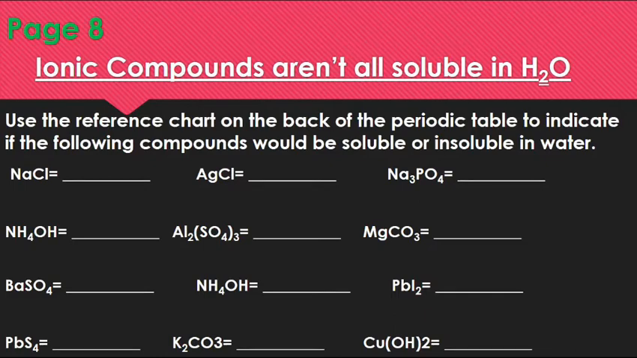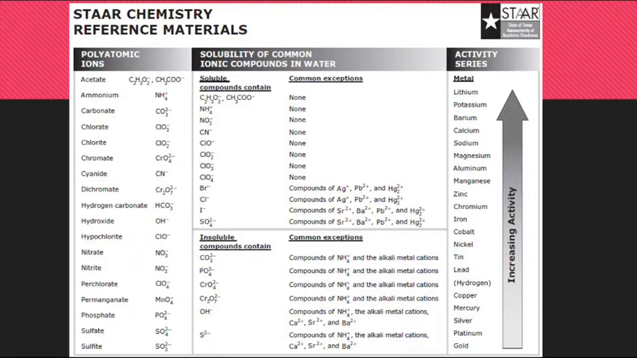So, ionic compounds aren't all soluble in water, and all we're going to need to be able to do in order to tell which ones dissolve in water or not is look at the back of our periodic table. So I'll actually come back to this chart, or these notes on our packet on page 8, in just a moment. We're actually going to be taking most of our notes here on the back of our periodic table.